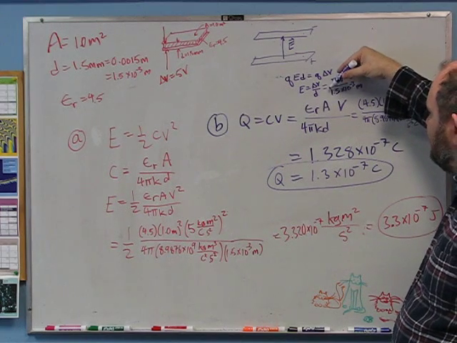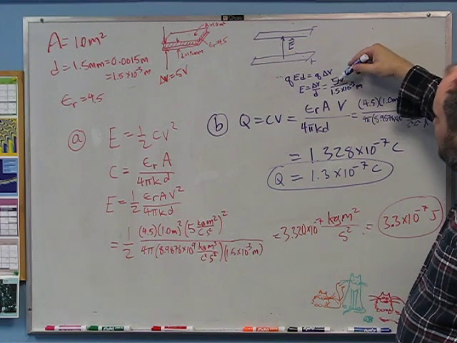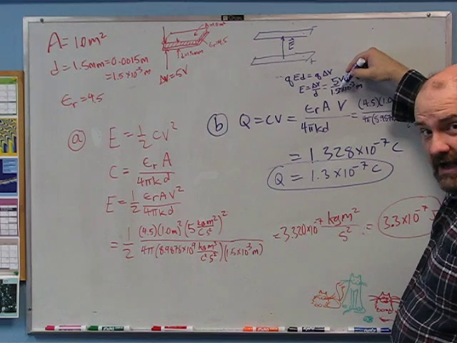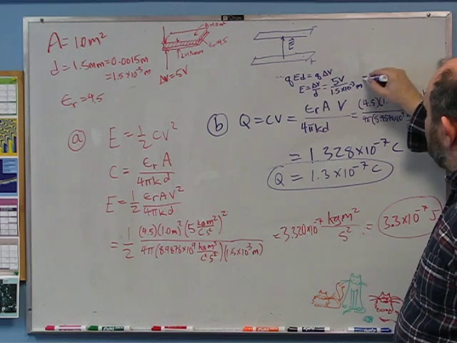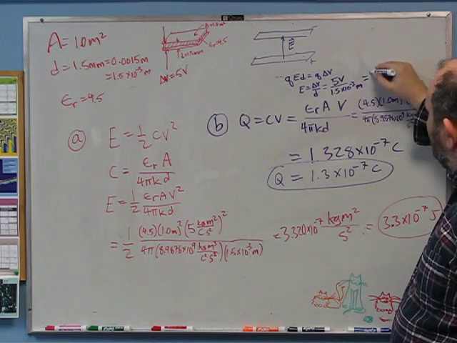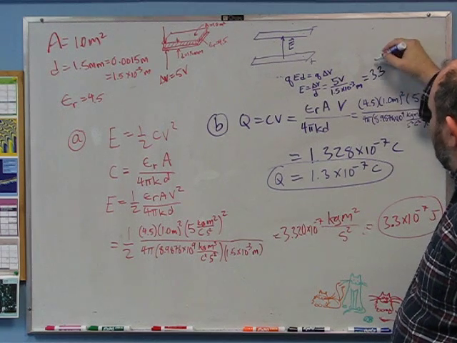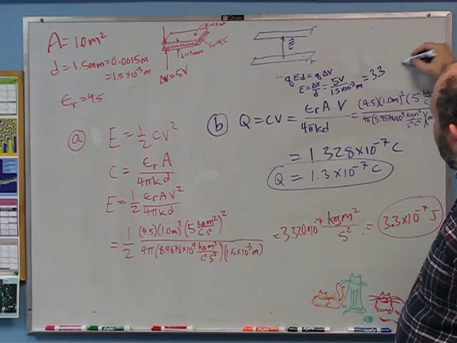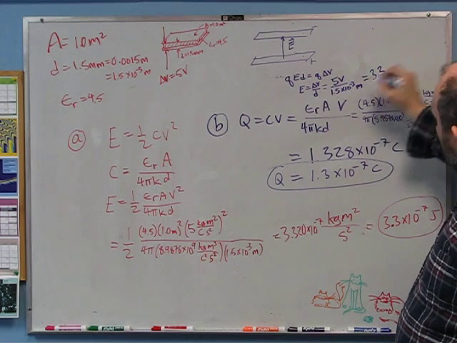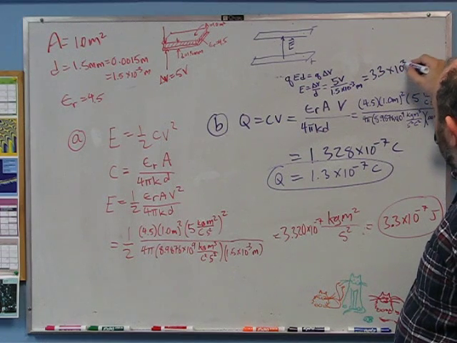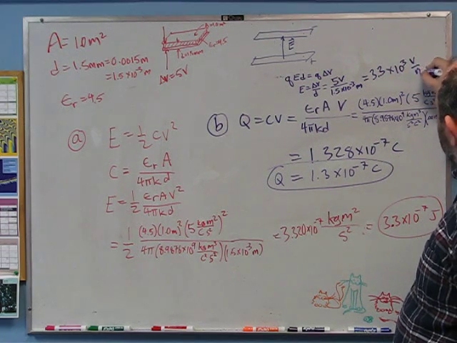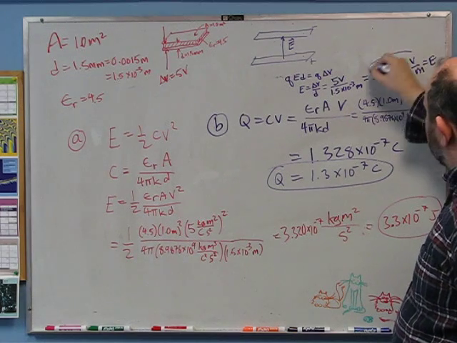So there's at least 3, and then we're at 4.5. To get to 5, I need another 1/3 of 1.5, which is 0.5. So we know this is going to be 3 1/3. So we'll write this as 3.3, because I only have 2 sig figs, but if I needed more, there's just more 3s. Then I have a 10 to the 3, and that's volts per meter. So that's the magnitude of the electric field.